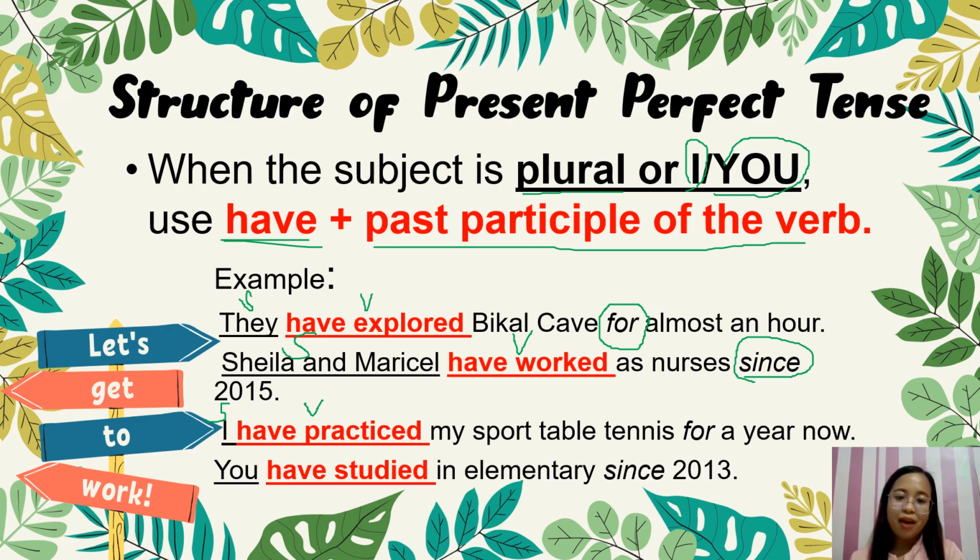Okay, next. You have studied in elementary since 2013. Ayan, the subject is you. And then verb have studied in elementary since 2015. Ayan, nandyan mo yung word na since. Ito naman sa isa yung word na for. So, pag may for and since, kadalasan pwede siyang maging present perfect tense. Okay? Very good. Now, let's move on to the next slide.